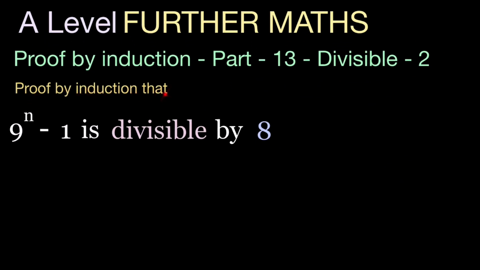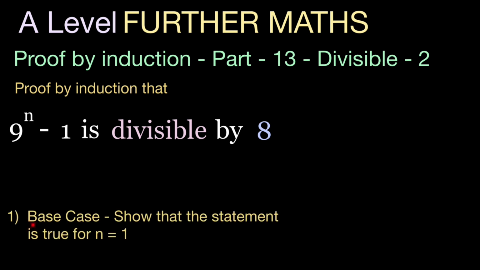Proof by induction that 9 to the power n minus 1 is divisible by 8. Step 1. We look at the base case. Show that the statement is true for n equals 1. 9 to the power 1, because n is 1, minus 1 equals 8, and that's divisible by 8.